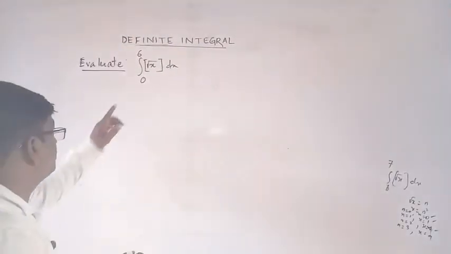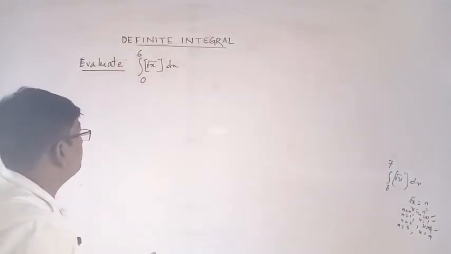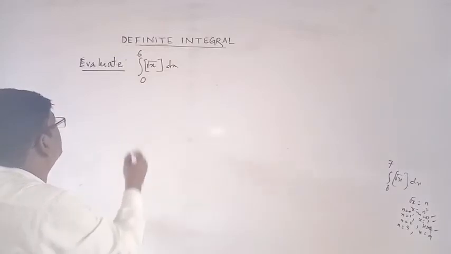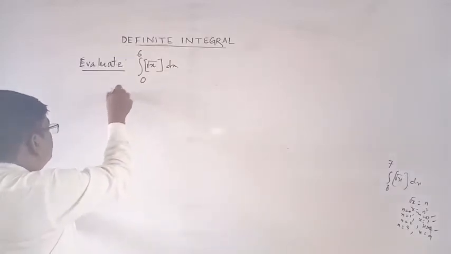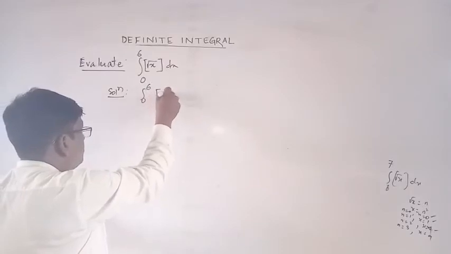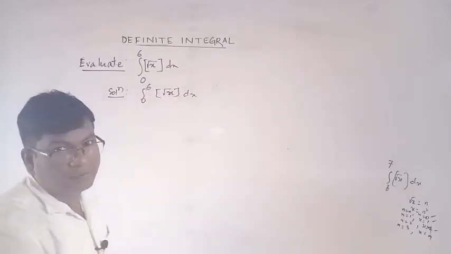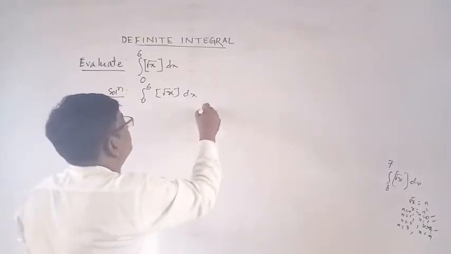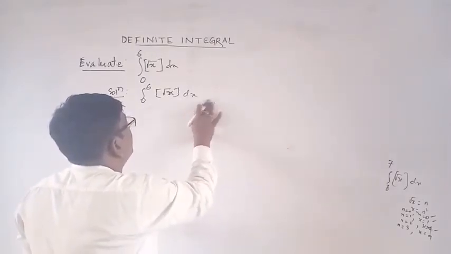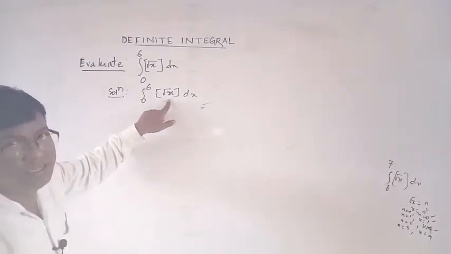Then another question related to this type. Evaluate the integration from 0 to 6 of bracketed root x. Solution is: integral from 0 to 6 of bracketed root x dx. Okay, so put, here bracketed x should be integer, bracketed root x should be integer.